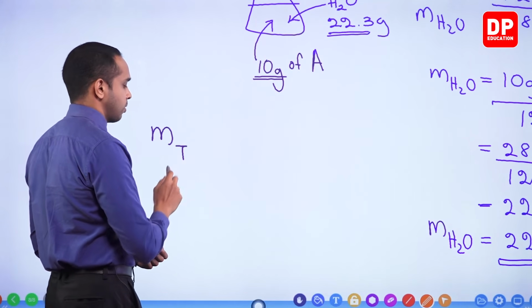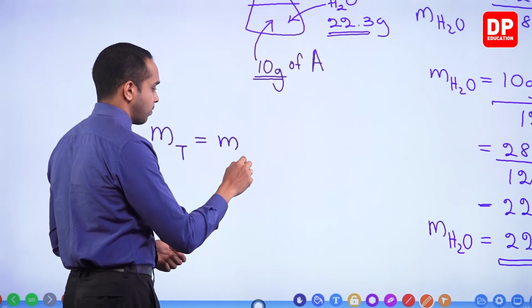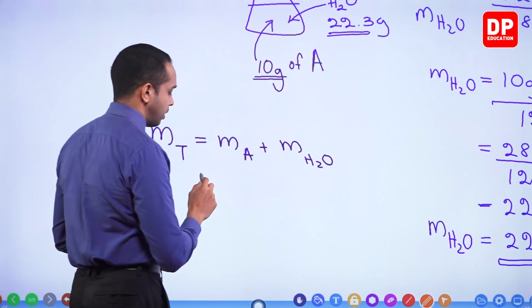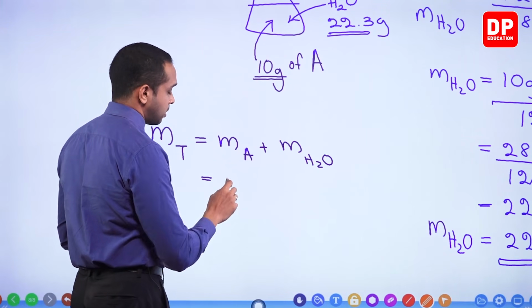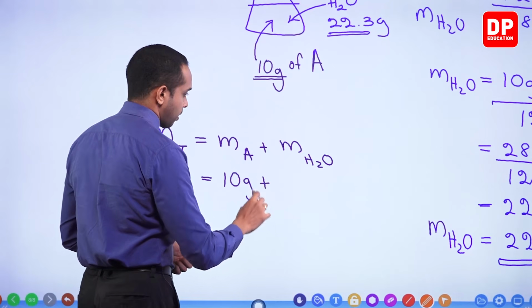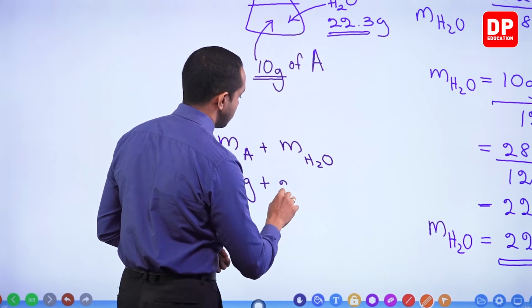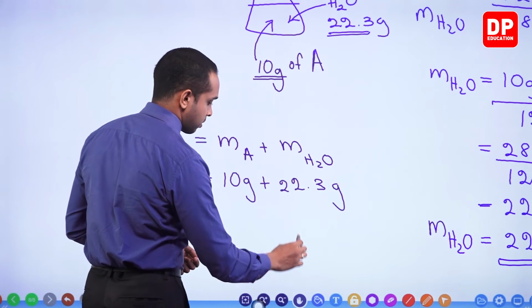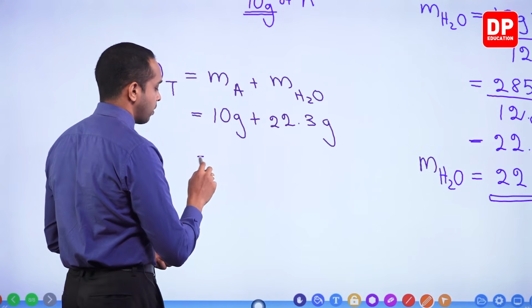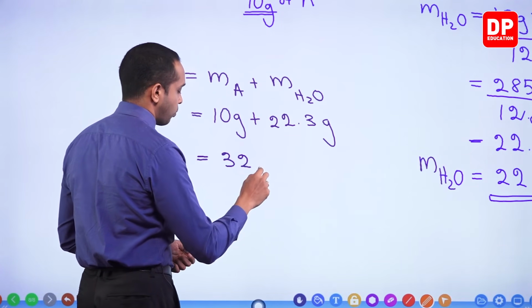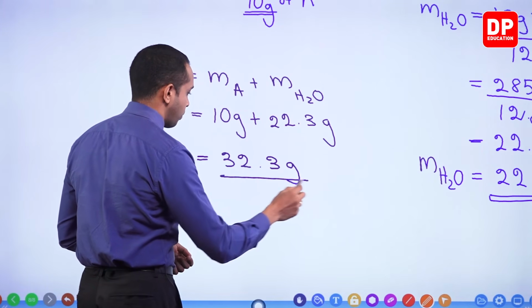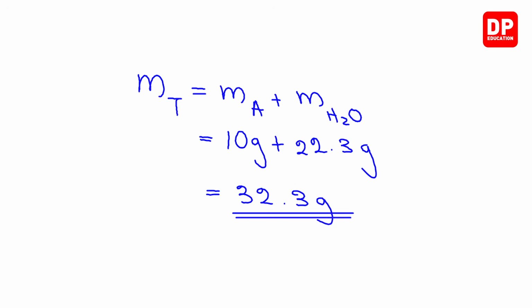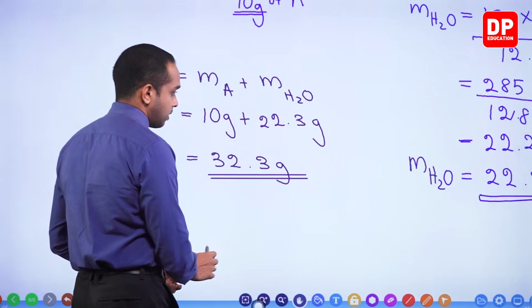So the mass of the entire distillate is going to be given here. We can write MT, the mass of the entire distillate, is equal to mass of A plus mass of H2O. Now A denotes naphthalene. So mass of A is 10 grams and mass of water happens to be 22.3 grams. When you add them together, the answer that we obtain is 32.3 grams. So this is the final answer to the question that is asked.